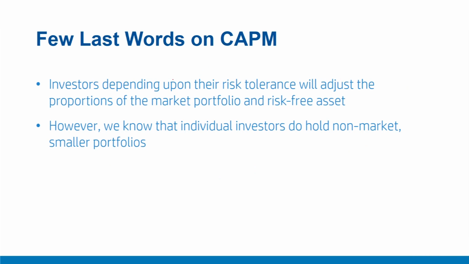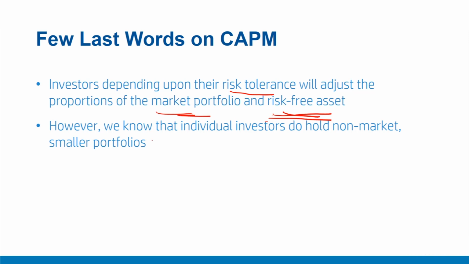CAPM also postulates that all the investors need not have the same risk tolerance. They will have different risk tolerance, and this difference will be reflected in their combination of market portfolio and risk-free asset. Remember, we said that investors will not only hold this market portfolio, but may also invest a certain proportion in the risk-free asset, or some of those that are more risk tolerant may heavily borrow at this risk-free rate and then invest not only their own wealth, but the borrowed amount, in the market portfolio.